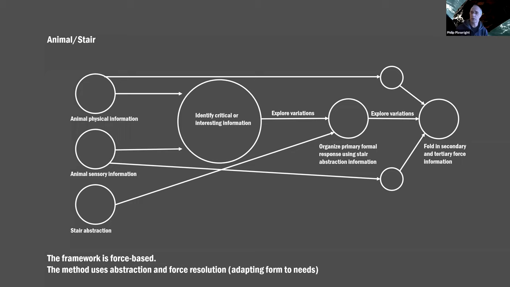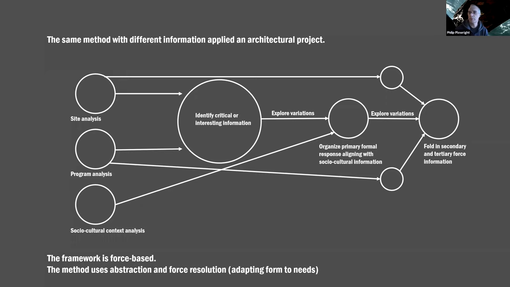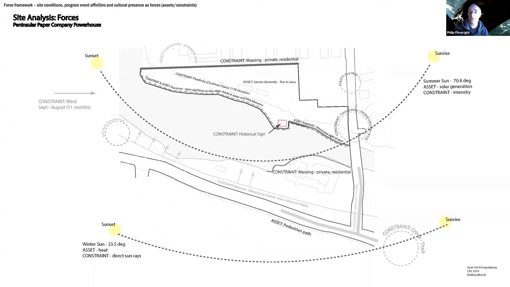Here is the theater project. There's the methodology. Look what's changed. The only thing that's changed is the type of information that goes into the project. So we go from animal physical information to site analysis. We go from animal sensory information to program analysis. And then we have a social cultural analysis. But everything else, the same process we go through, this is a standard force-based ideation process. We go through exactly the same process. We end up with radically different projects.